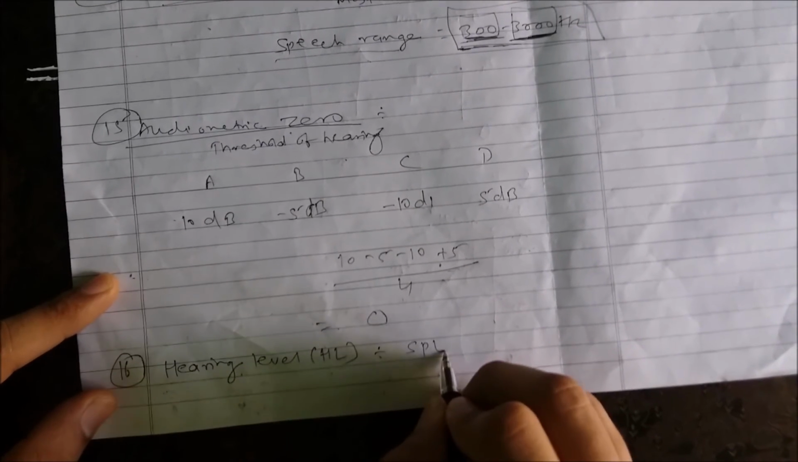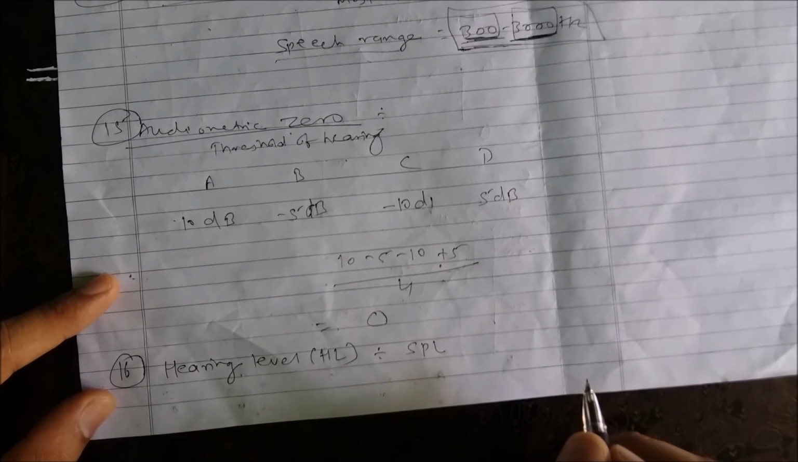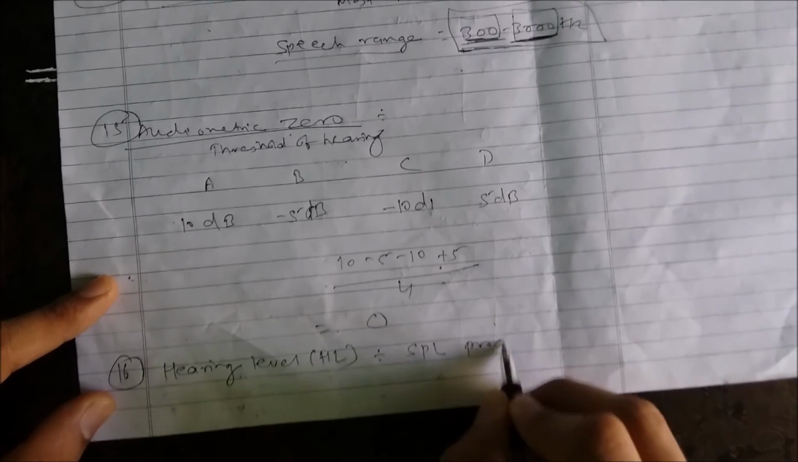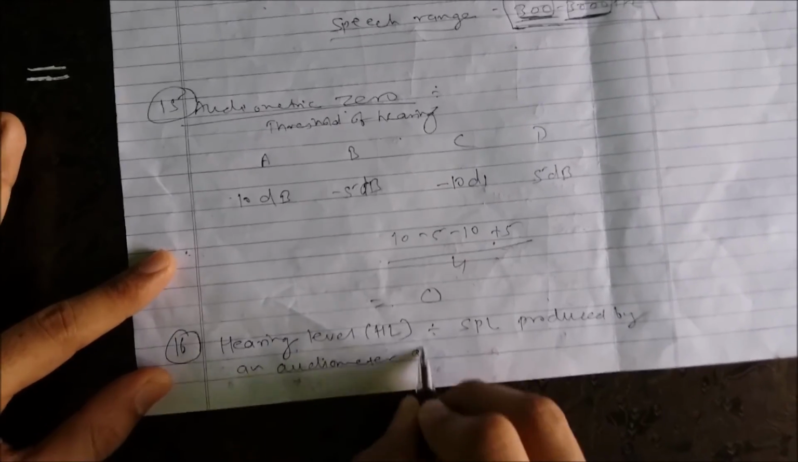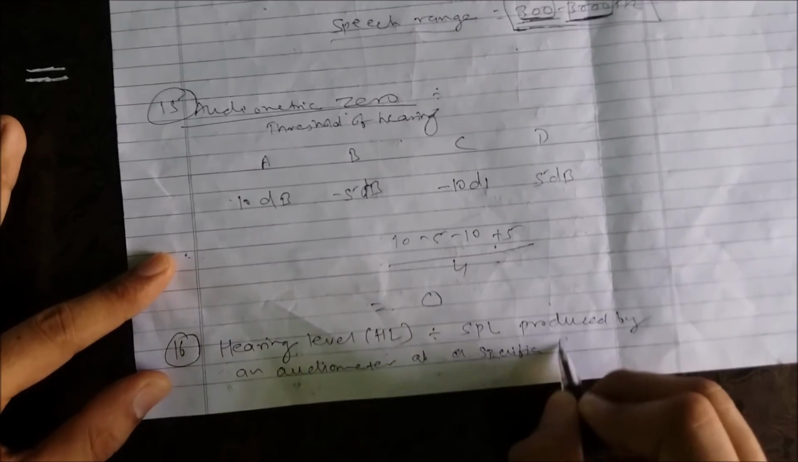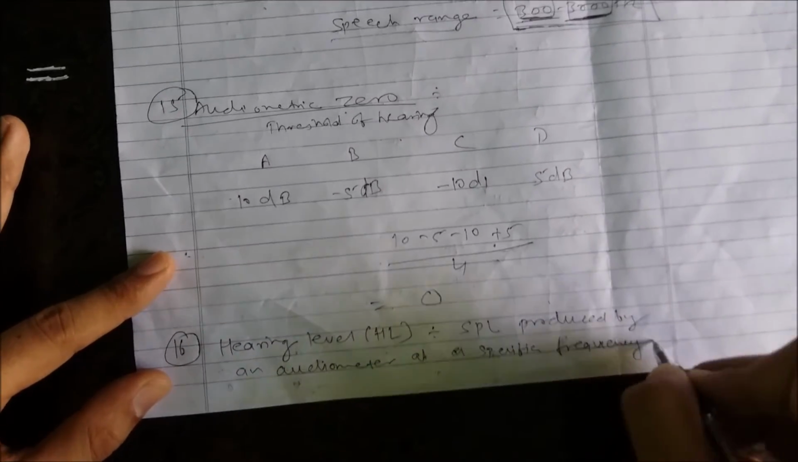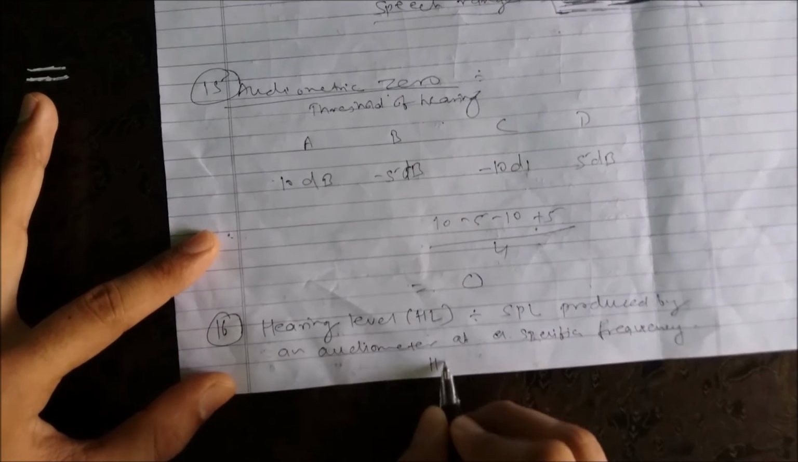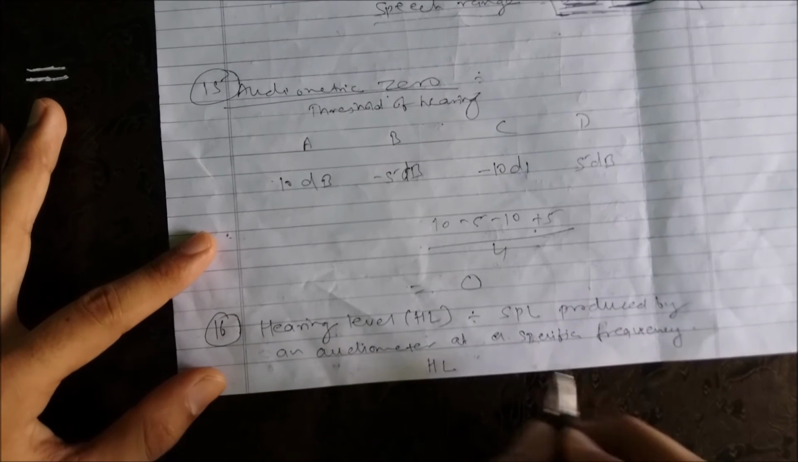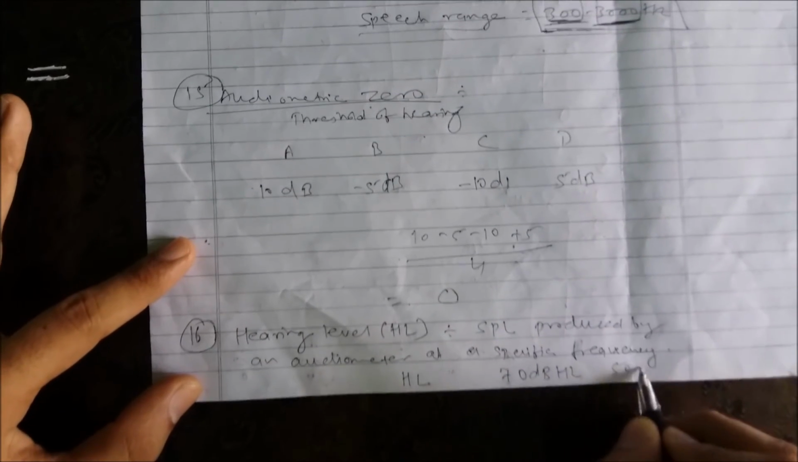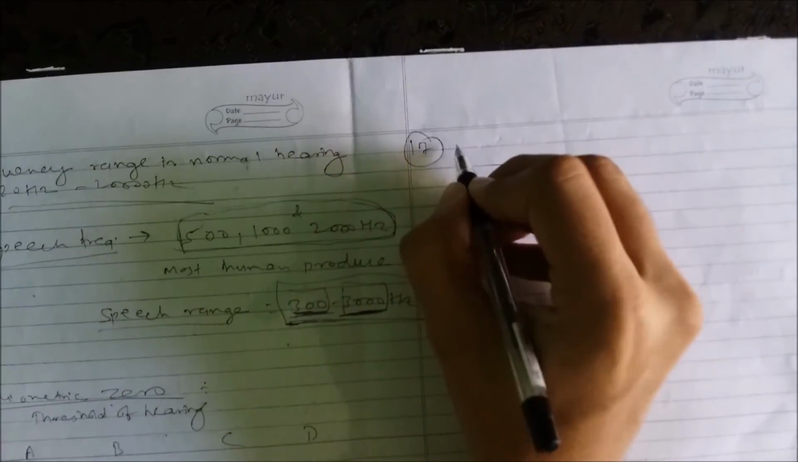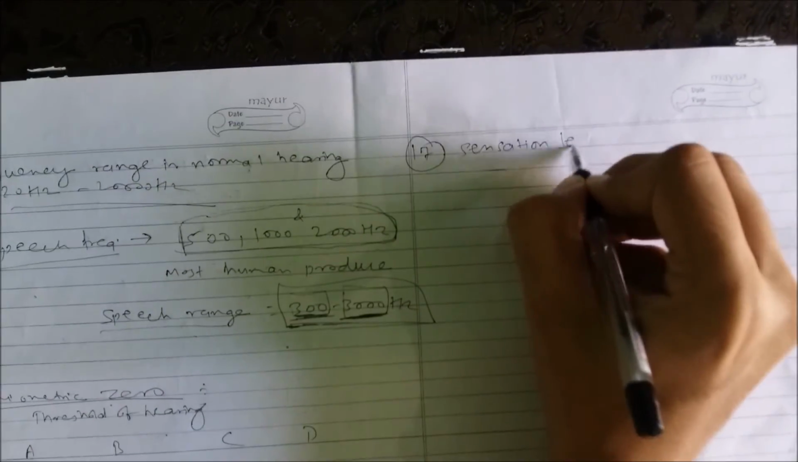It's simple, it is just a sound pressure level produced by an audiometer at a specific frequency. It is represented as dB HL. When we write in a clinical setting, we write this as 70 decibel HL or 50 decibel HL. This way, okay? So now we come to number 17, and that is sensation level.